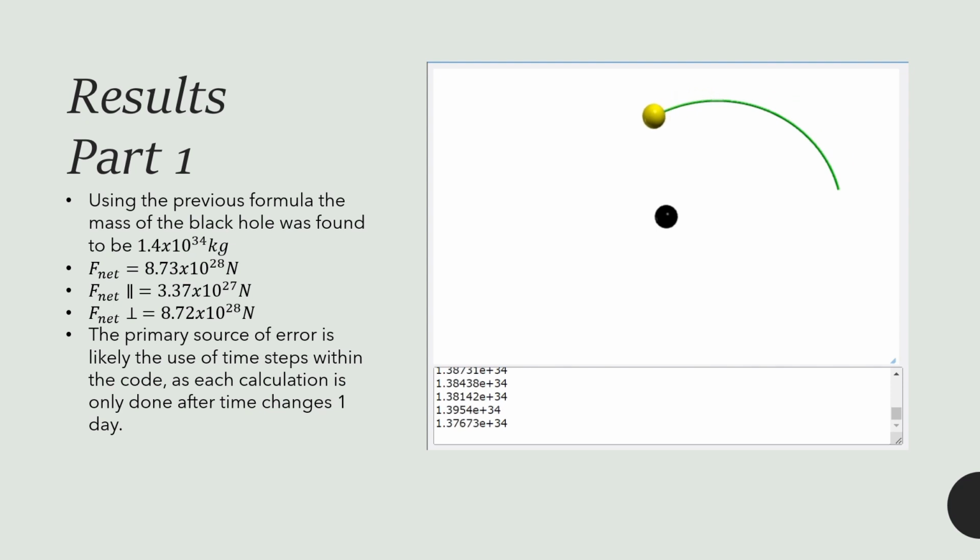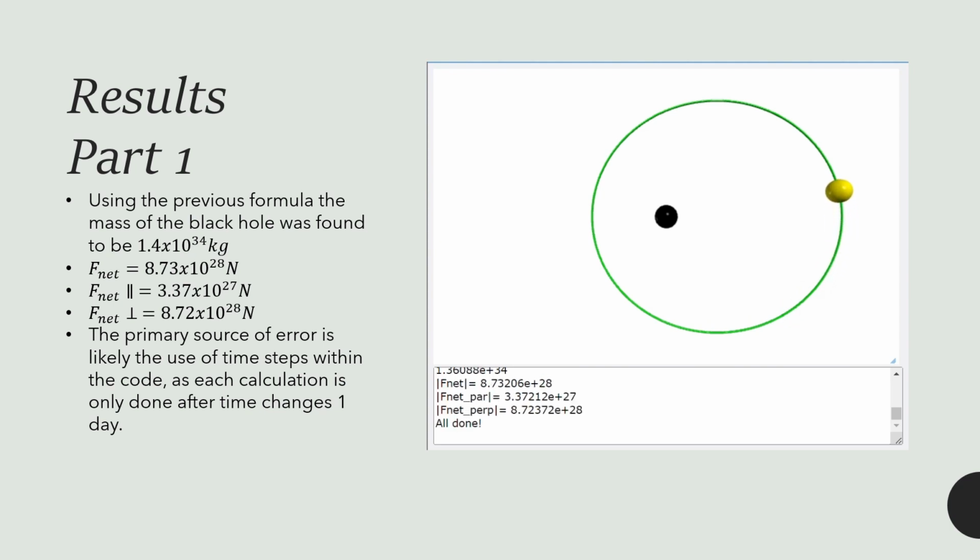So using the formulas we plugged into the code, we found that the mass of the black hole was approximately 1.4 times 10 to the 34th kilograms, and that Fnet equals 8.73 times 10 to the 28 newtons, Fnet parallel equals 3.37 times 10 to the 27th newtons, and Fnet perpendicular equals 8.72 times 10 to the 28 newtons.